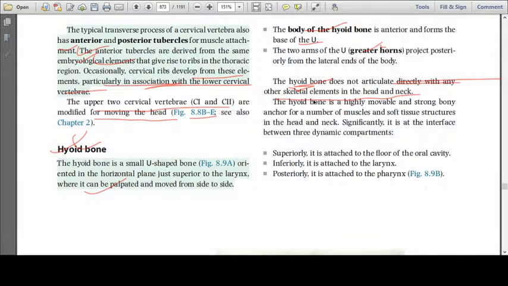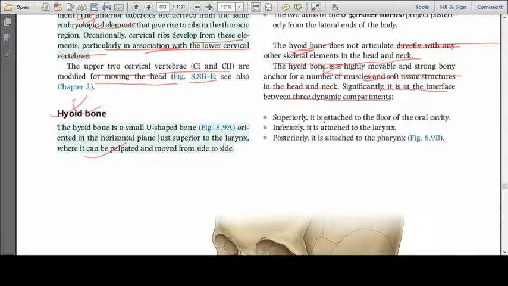The hyoid bone is highly movable and a strong bony anchor for a number of muscles and soft tissue structures in the head and neck. Significantly, it is at the interface between three dynamic compartments. Superiorly, it is attached to the floor of the oral cavity. Inferiorly, it is attached to the larynx, and posteriorly, it is attached to the pharynx.